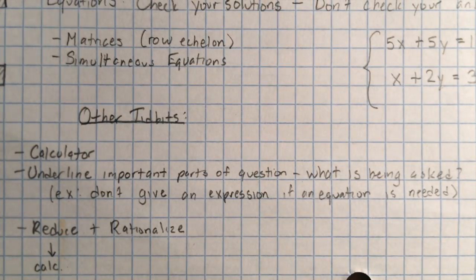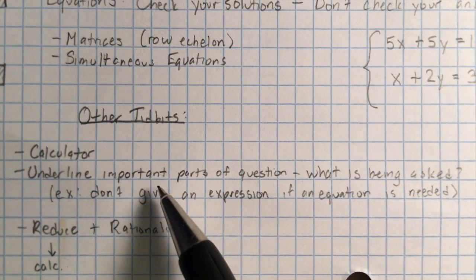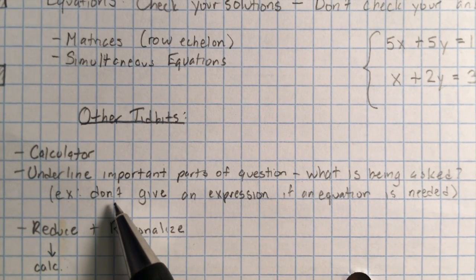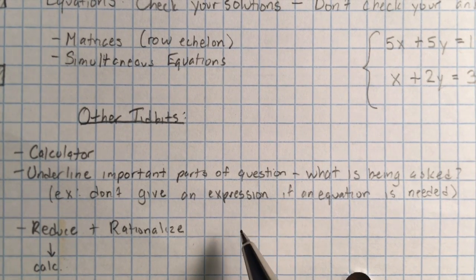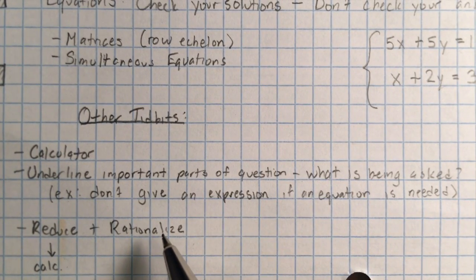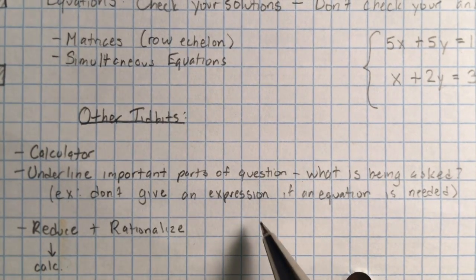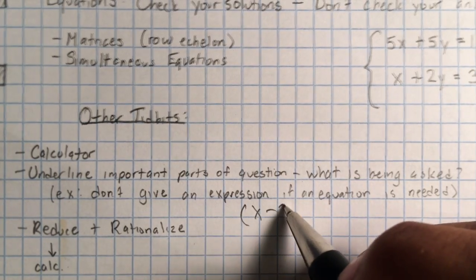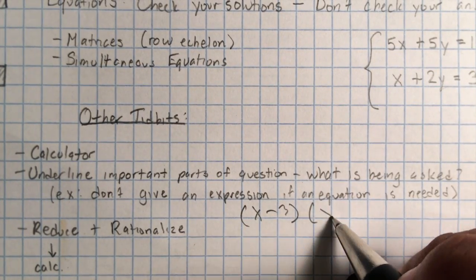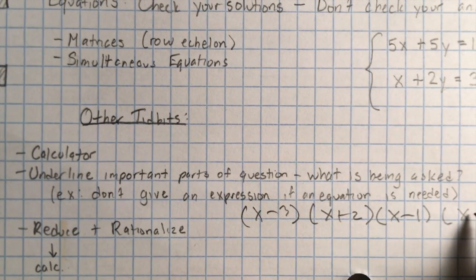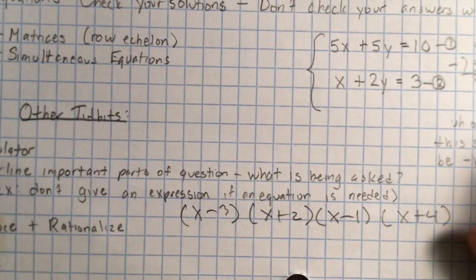Next thing, underline the important parts of the question. Remember what is being asked. For example, let's say they're asking for an equation. So let's say you had a synthetic division problem, and your teacher asks, I need an equation for this polynomial, solve using synthetic division. Don't just write the factors, like x minus 3, x plus 2, x minus 1, x plus 4.